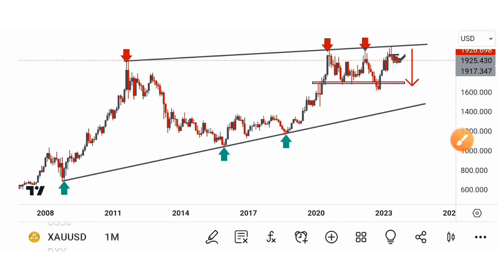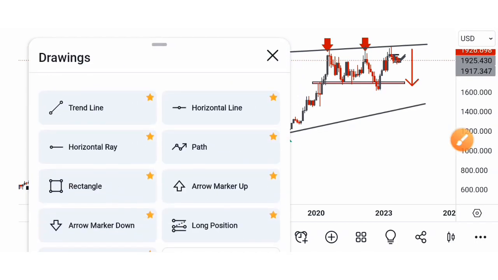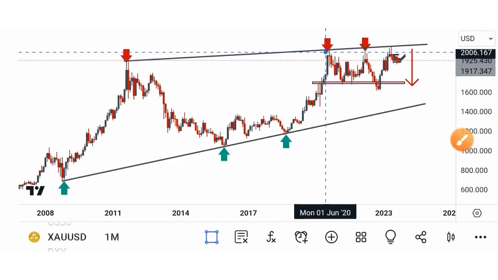There's nothing more, there's nothing less. Another thing also to notice, let me draw it for you guys. I don't know why I didn't draw it. We do have a resisting zone over there.